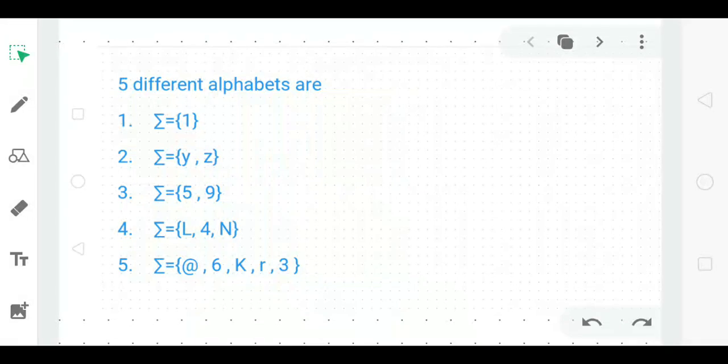Hello everyone, we have already discussed symbol and alphabet. In the previous session, we gave 5 different alphabets. For example, the first one is sigma equal to {1}, which means it has only the symbol 1. Second, sigma equal to {y, z}, which has symbols y and z. Third alphabet is {5, 9}, having symbols 5 and 9.